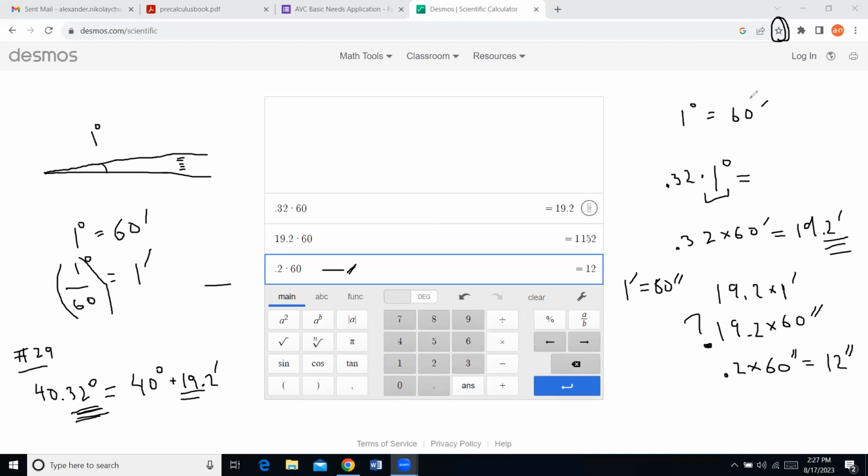So anyway, it looks like we are ready to put our answer down. So what is the answer? It looks like this is 40 degrees still. Now we saw there is 19 minutes, right? So I put 1 prime with it. And we also found out there are 12 seconds, 12 and 2 primes next to it. So this is our answer.